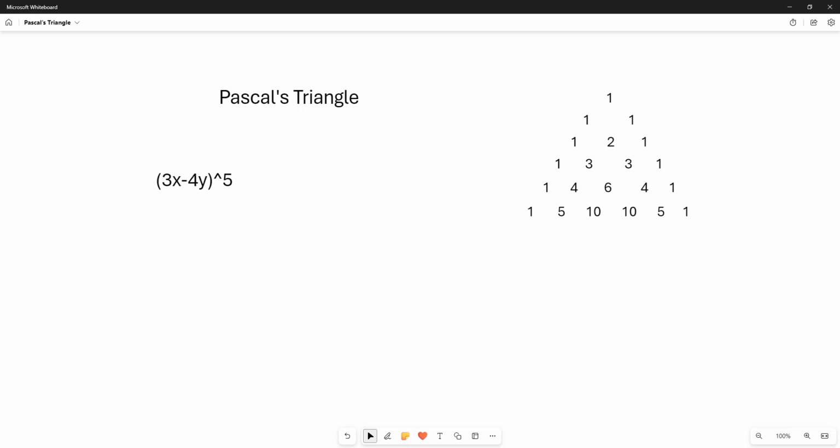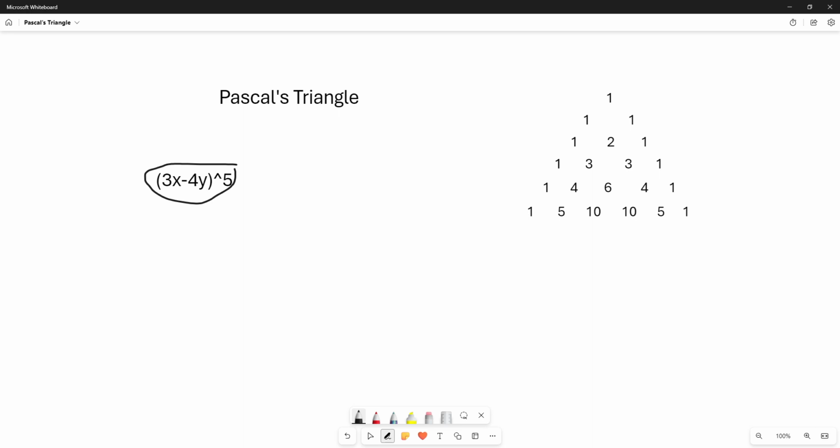Hi guys, today I'll be showing you how to do Pascal's triangle. It is very simple once you get the hang of it, and it really helps with big expansions like this one here, which would become very big to expand because you'd have to open up (3x minus 4y) to the power of 5, multiplying five times, which is a lot. So we actually have a trick called Pascal's triangle.